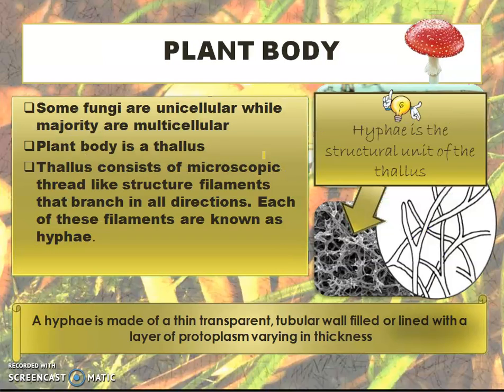Then the plant body is a hypha. The majority of them are unicellular or multicellular, and the body is a thallus. That is, the body is not divided into root, stem or leaves. It is microscopic, and thread-like structures or filaments are found in all directions. These thread-like structures are called hyphae. These hyphae are transparent and tubular.